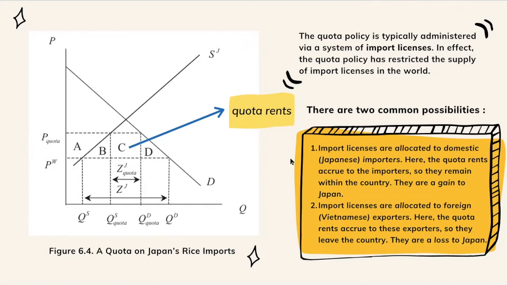So there are two common possibilities. The first is import licenses are allocated to domestic importers, or for the Japanese. In the area C, it's a loss to consumers and a gain for the importers. So the country of Japan actually gained something. The next possibility is import licenses are allocated to foreign exporters, which is the Vietnamese. For this allocation to foreign exporters, the area C is a transfer from the domestic consumers to these foreign exporters. So it results in a loss to the country of Japan.